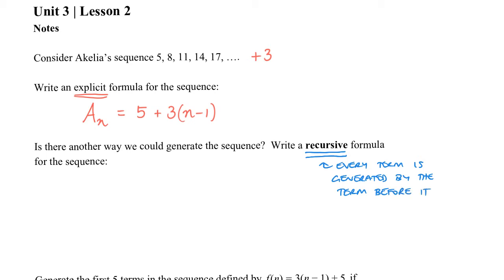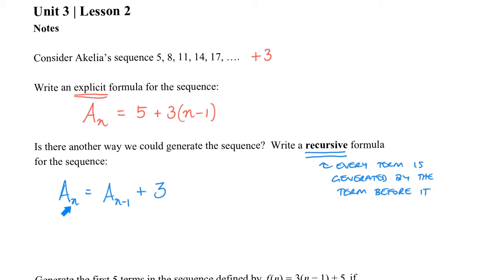So what does that look like? Again, we're going to call this A sub n our sequence. If you want any term in the sequence, you just take the term before it and add 3. What is the term before it? The term before it is A of n minus 1. We take that and add 3 to it. So let's take a closer look at this.